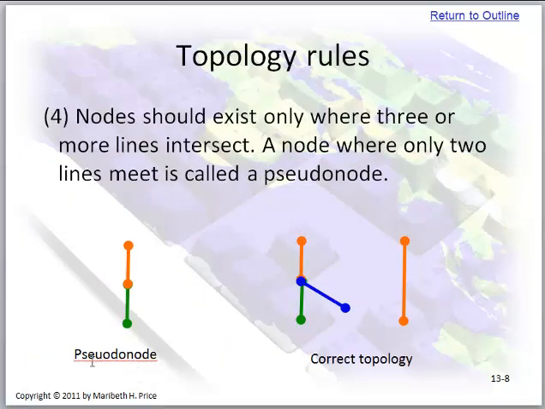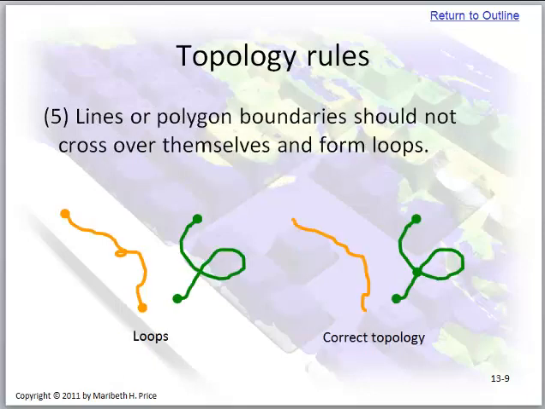And here we have a pseudo node. They look as though they appear connected. Notice how here we do have 3 lines connecting, versus over here this isn't correct. This is a pseudo node. In this case we have a loop and a loop, whereas the correct topology would be like this.